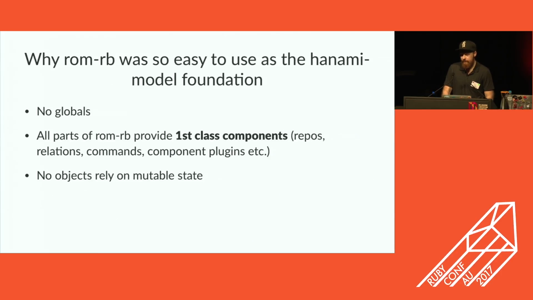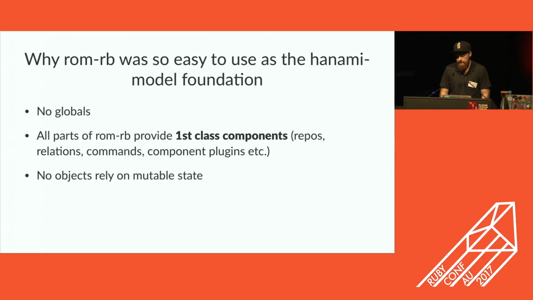And a similar story with ROM. Why was it so easy to use as the foundation for Hanami? Again, no globals. We don't use any global objects at runtime. We use objects exclusively. But also, every part of ROM is first class. Every public API is treated as a first class feature, and we have a lot of abstractions, so it's very easy to build other things on top of it.